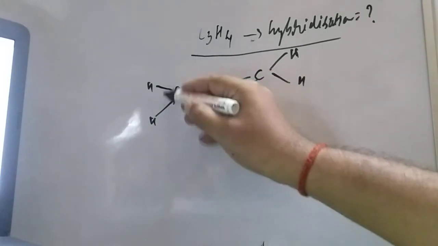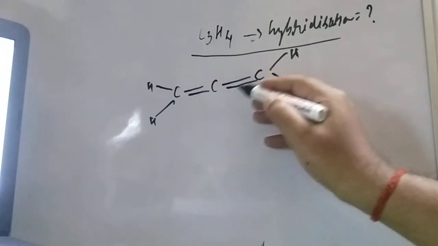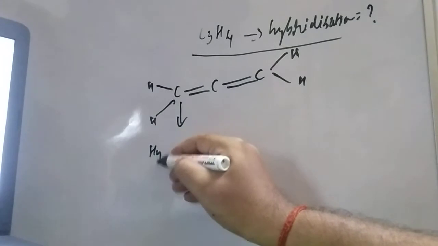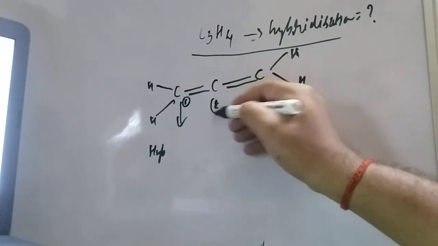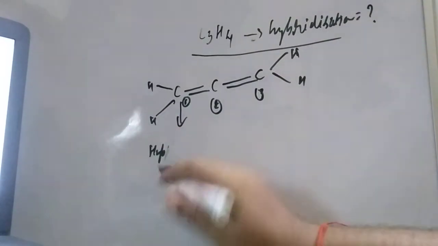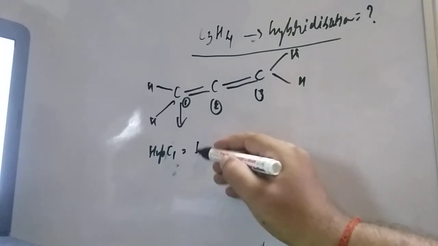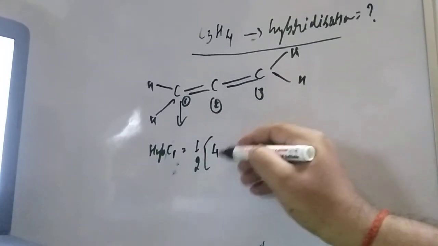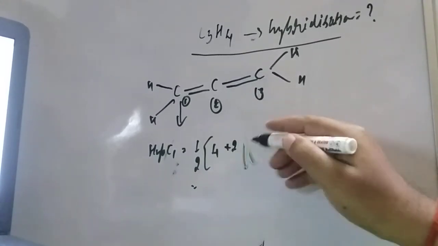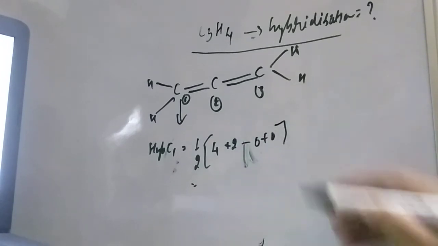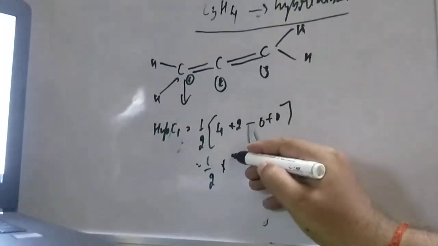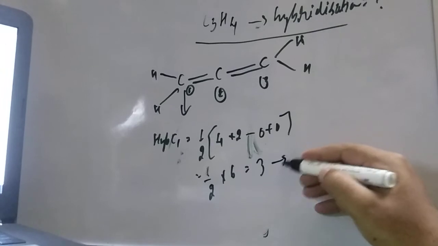You can match the carbon valency, 1 2 3 4 for this carbon, 1 2 3 4 for this carbon, 4 is there for this carbon too. Now come to the hybridization, for carbon 1, carbon 2 and carbon 3. Hybridization for C1: 1 by 2, number of valence electrons 4 plus number of monovalent atoms 2. Cation and anion are not there, student, C plus A is 0 plus 0. So it is 1 by 2 into 6, equal to how much? 3.